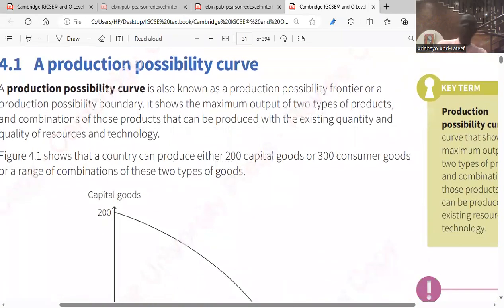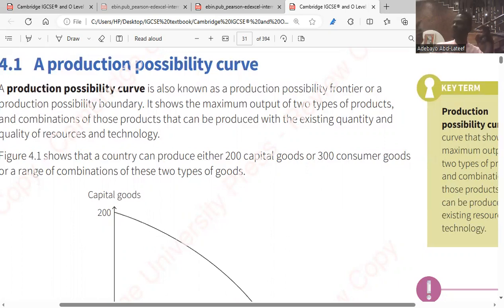Like I said, a production possibility curve is also known as a production possibility frontier or a production possibility boundary. It shows the maximum output of two types of products, and combinations of those products, that can be produced with the existing quantity and quality of resources and technology. So when I talk about PPC or PPF or PPB, it means the maximum of what you can produce as an economy when you are comparing two products at the same time.